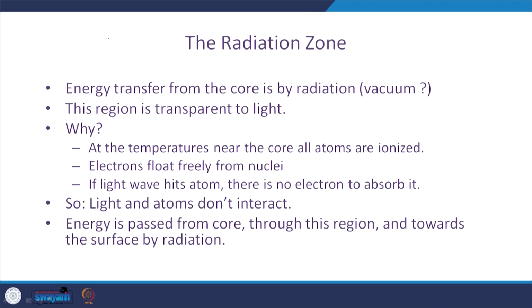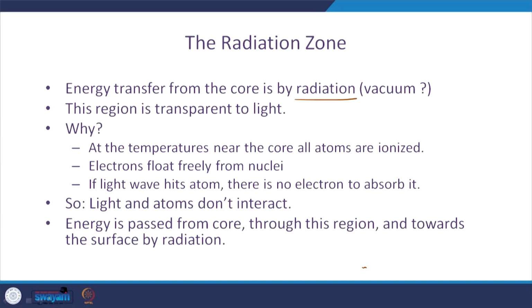The radiation zone is named after the kind of energy transfer mechanism that exists in this region. In the core, it is a hot oven where the energy is generated. It heats up the radiation zone, where energy transfer happens by means of radiation. Now, radiation is the energy transfer mechanism which is most efficient in vacuum. Why do you say that? Because in vacuum there is nothing to absorb energy. There is nothing which hinders the travel of the electromagnetic waves.